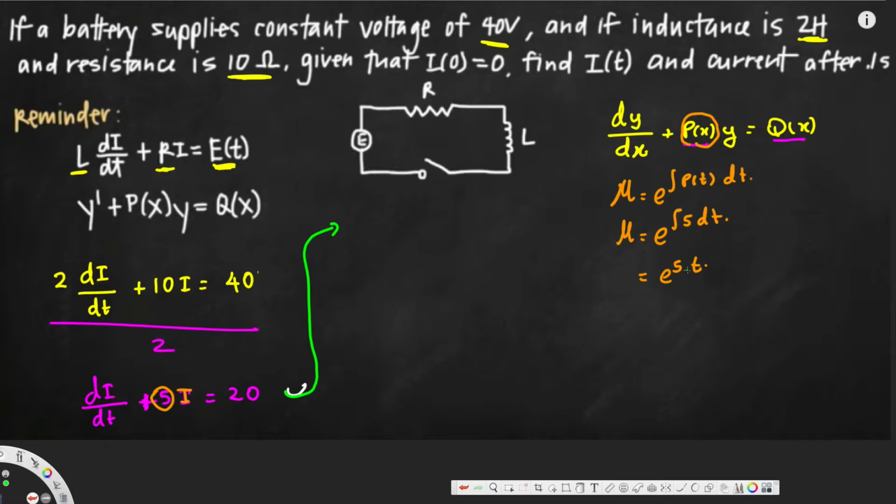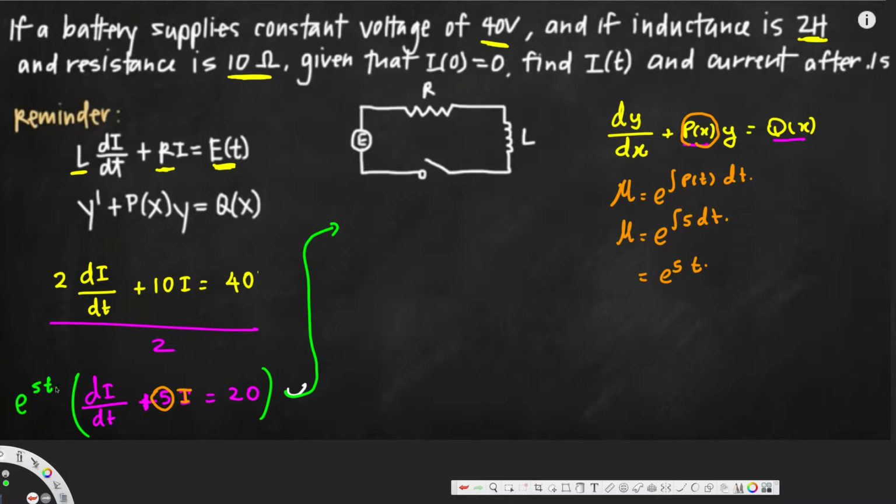After we find the integrating factor, we should have a constant right here, but we don't have to worry about it because we are going to multiply both sides by the integrating factor. When we multiply, the constant is going to cancel anyway. So let's go ahead and multiply everything by the integrating factor, that's e to the power 5t.